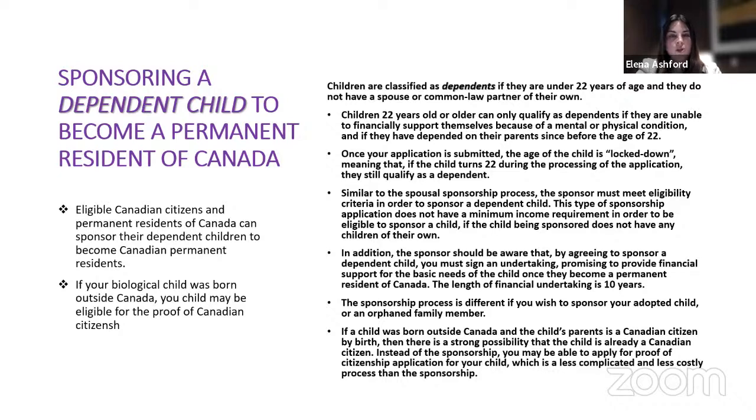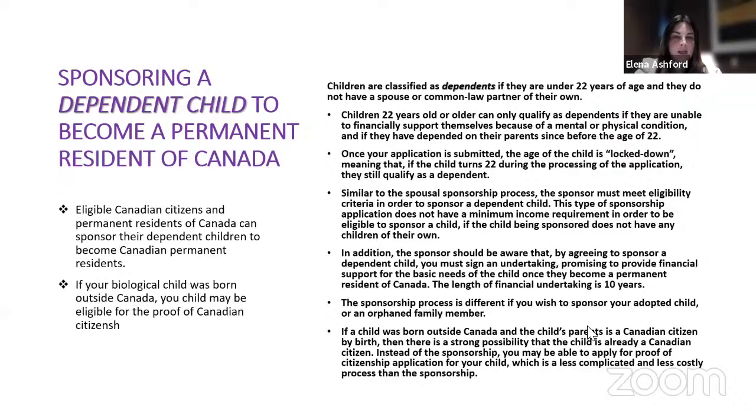So once your application is submitted, the age of the child is logged into the system. So if the child turns 22 after the sponsorship submission, while the application is being processed, your child will still qualify as a dependent. But here again, you have to be careful. If you're submitting an application on your own, you're putting in all the supporting documents and something is missing, and the application is returned as incomplete, meanwhile the child turns 22, you will not be eligible to sponsor anymore. So that's very important, to make sure you're presenting all the documentation at the outset and nothing is missing in your application.